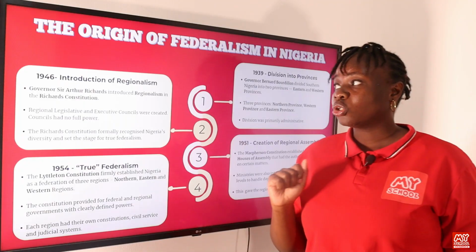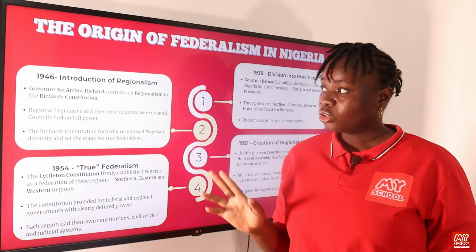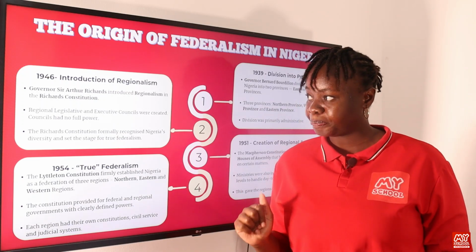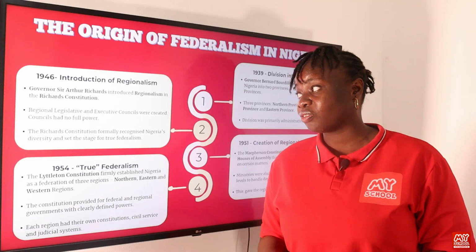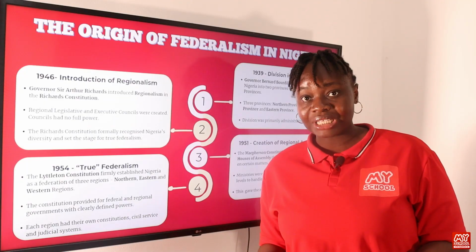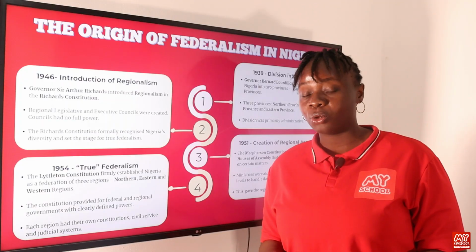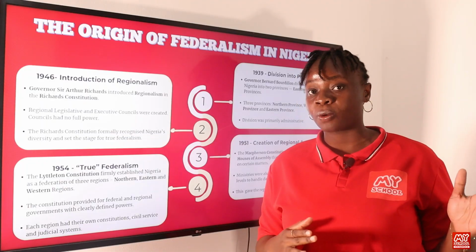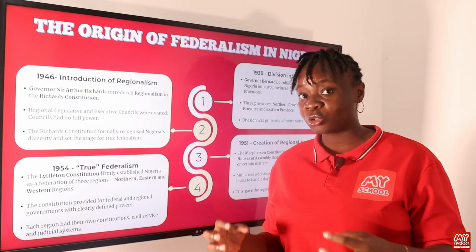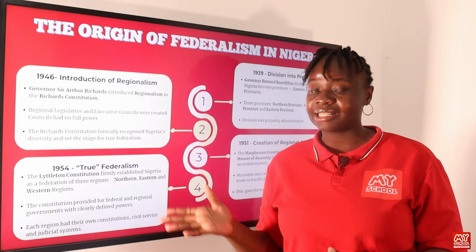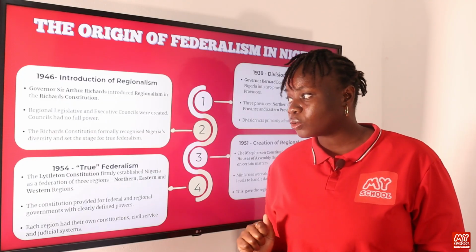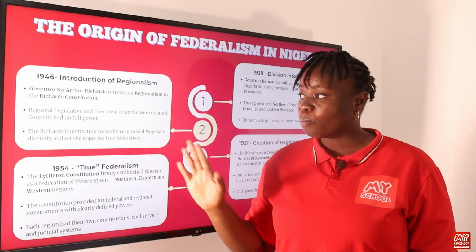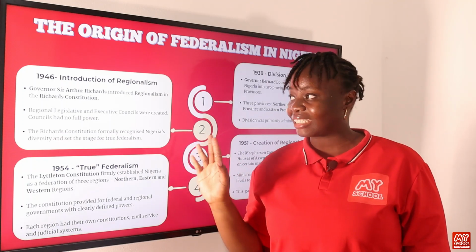Then we had the introduction of regionalism in 1946. This is when Governor Arthur Richards introduced regionalism through the Richards Constitution. Regional legislative and executive councils were created. The councils had no full power. This means that they were not allowed to make laws or implement policies based on the needs of the region. They were still receiving policy direction from the central authority, but they discussed all of these policies within the legislative and executive councils. The Richards Constitution formally recognized Nigeria's diversity and set the stage for true federalism. But true federalism was still not achieved at this stage.